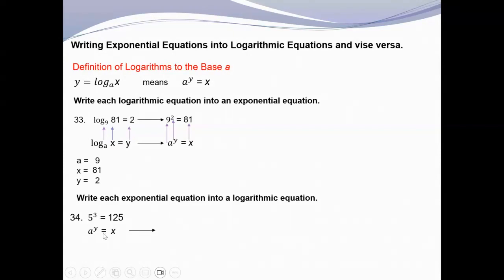We have to know what the a is, what the y is, and what the x is. My a is 5. My y is 3. And my x is 125. So it's going to give us 3 equals log base 5 of 125. Or it can be log base 5 of 125 equals 3. This will be the same thing.